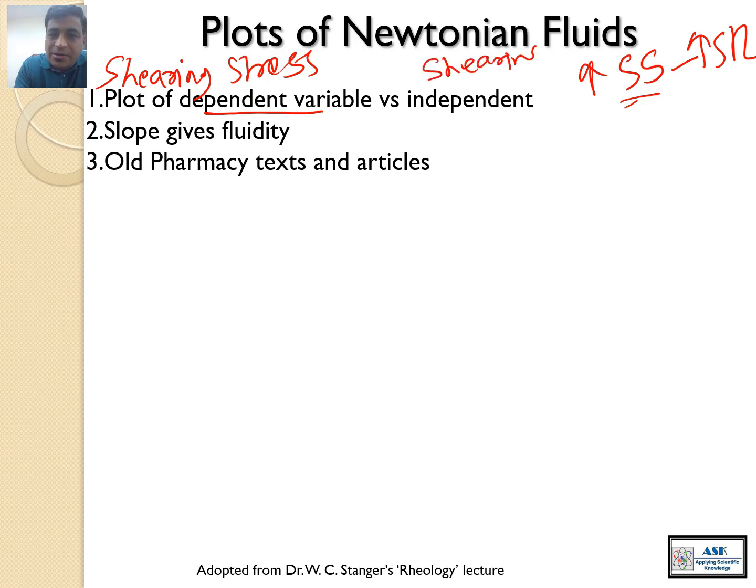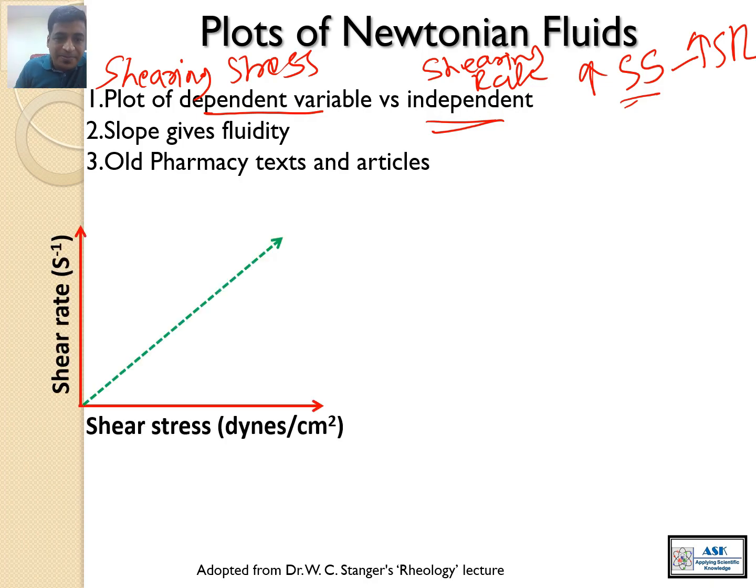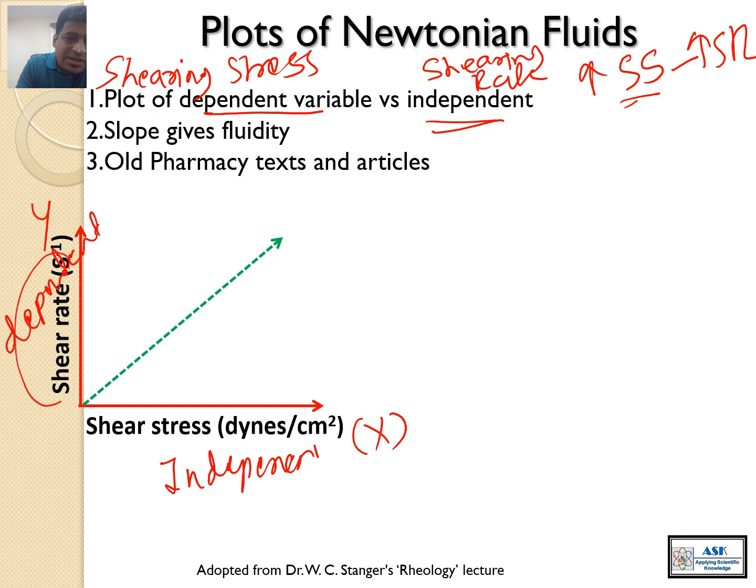Shearing rate is the independent variable. That's what you have observed. And when you take the slope, that will be the fluidity, isn't it? So this is a y variable and this is an x variable. So this is an independent variable and this is a dependent variable. Why am I calling it a dependent variable? Because shearing rate depends on shearing stress.